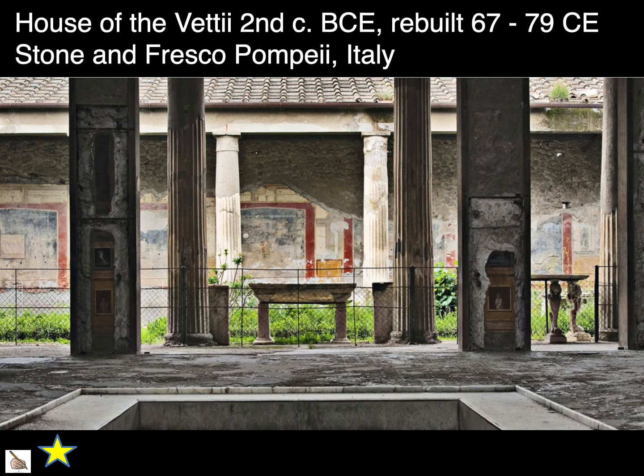House of the Getty, rebuilt between 67 and 79 CE, stone and fresco, Pompeii, Italy. All Roman houses of this type were inward-looking in nature. The design shut off the street's noise and dust, and all internal activity focused on the brightly illuminated atrium at the center of the residence.